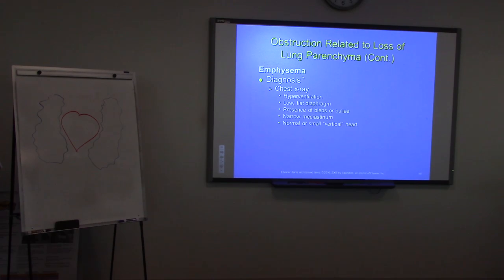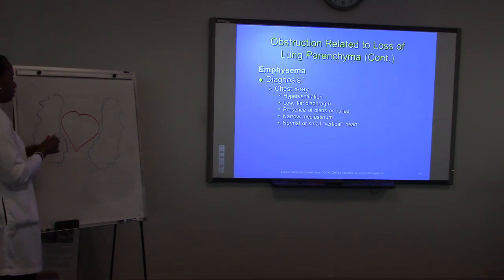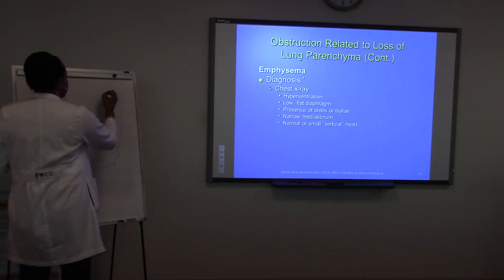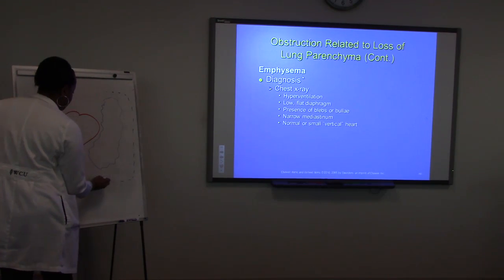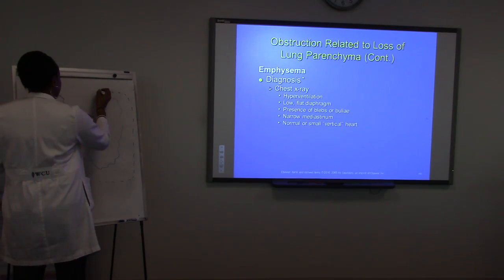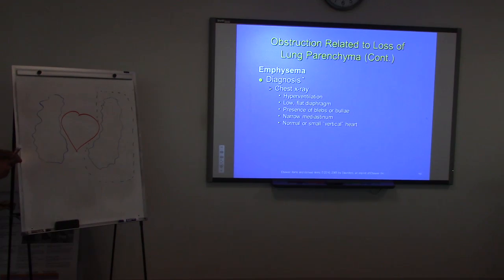With chest x-ray, they will have evidence of hyperventilation, so you'll see that excess air. The diaphragm will be low and flat, showing you that the chest wall is bigger. Presence of blebs and bullae, so let me just go over that, which is why I drew this. We're going to talk about this hopefully in the next chapter.